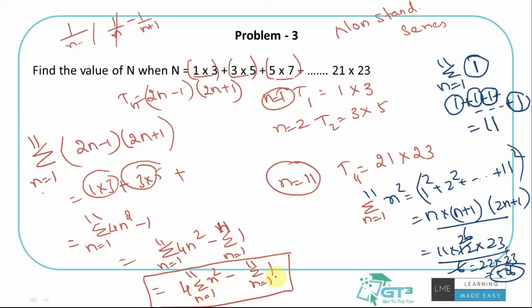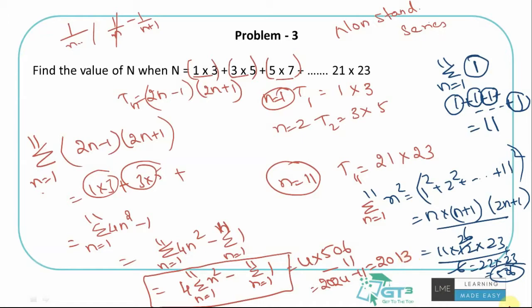So this will translate to 4 into summation of n from 1 to 11 of n square, which is 506, minus this will be 11, so it will be minus 11. So 4 into 506 is 2024, minus 11 is 2013.